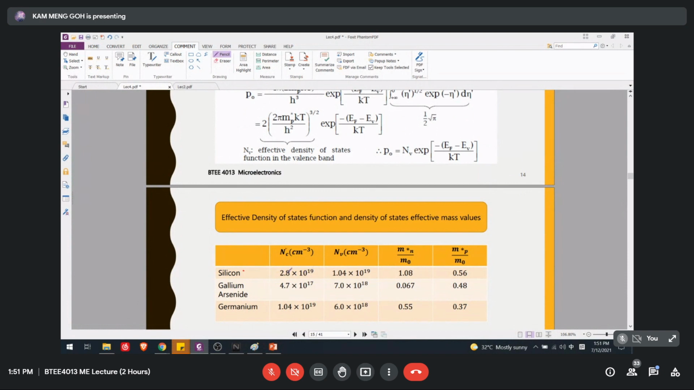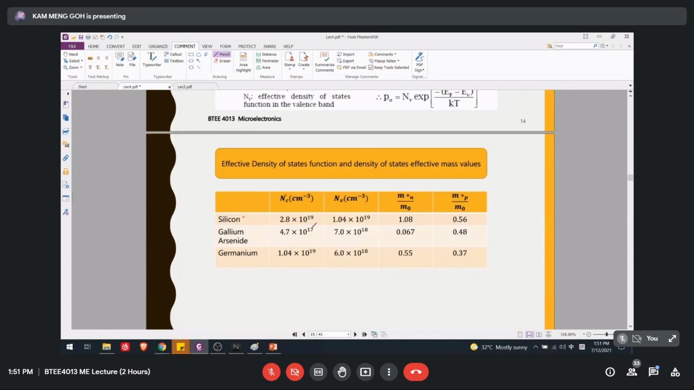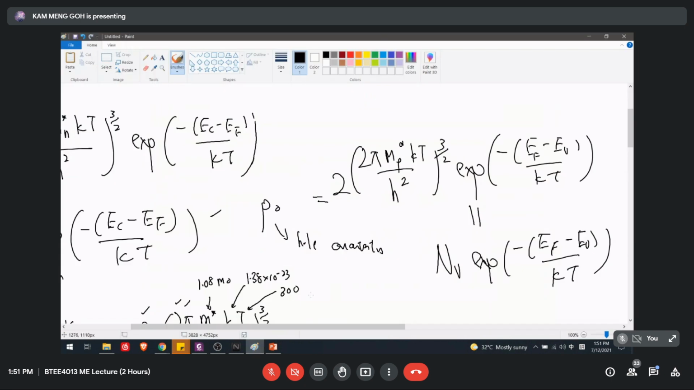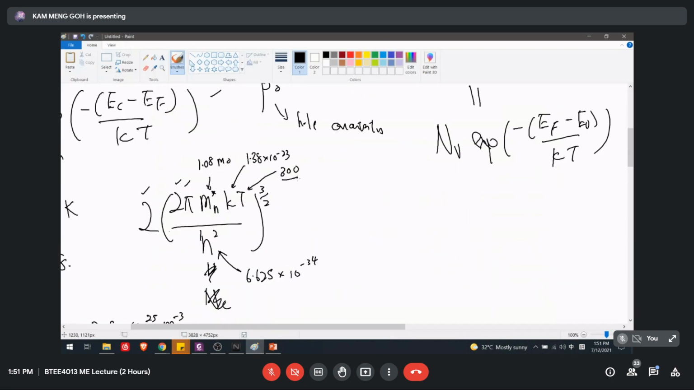NC will be equal to 2.8 times 10 to the power 19. Then NV is 1.04 times 10 to the power 19, all in cm minus cube. But bear in mind that all the values are at 300K. Okay, back to the example just now. When I asked you to calculate, I was saying that this one is at 300, and this one is in the normal form, not in eV form.